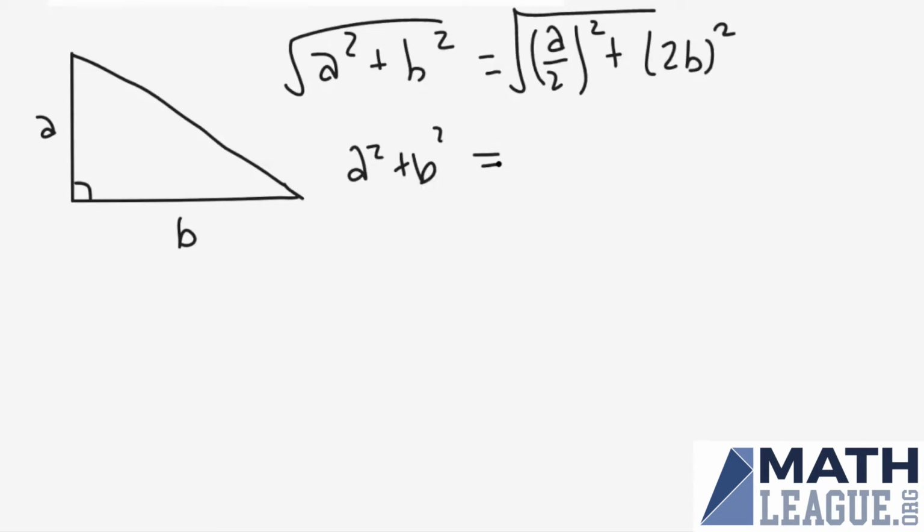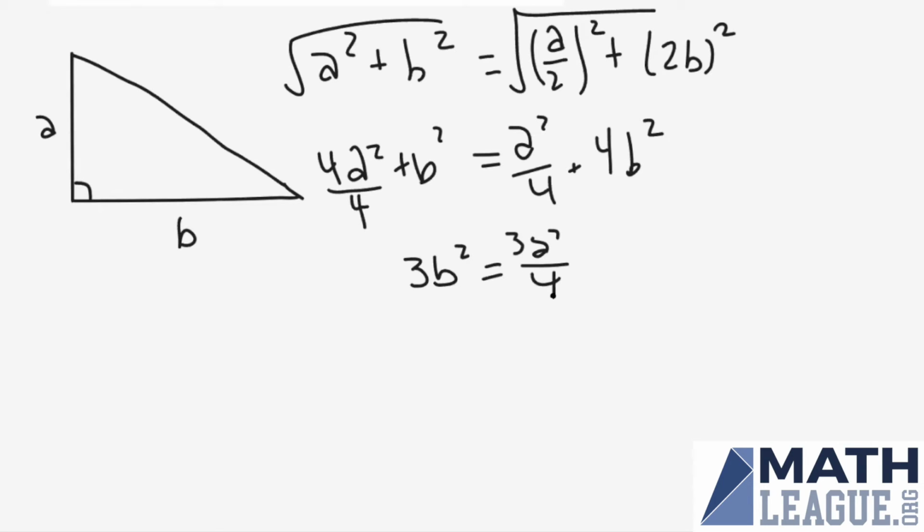And then we can square both sides. And then we can evaluate this to be a squared over 4 and then 4b squared. And then we can rearrange, subtracting b squared from both sides to get 3b squared, and then subtract a squared over 4 from 4a squared over 4 to get 3a squared over 4. Then we can divide both sides by 3. And finally, since both a and b are positive, we can take the square root of both sides without problems. We get b equals a over 2.